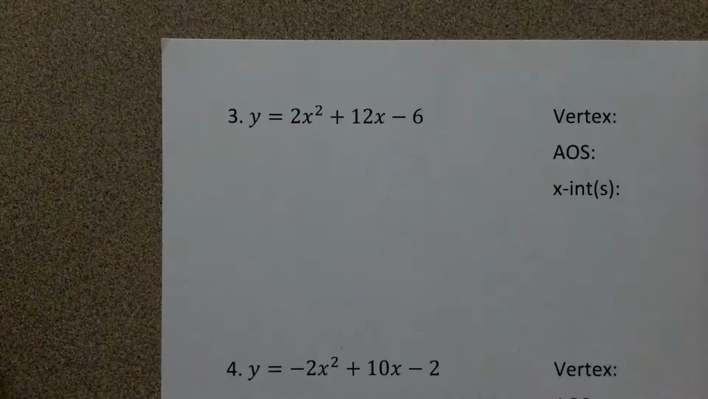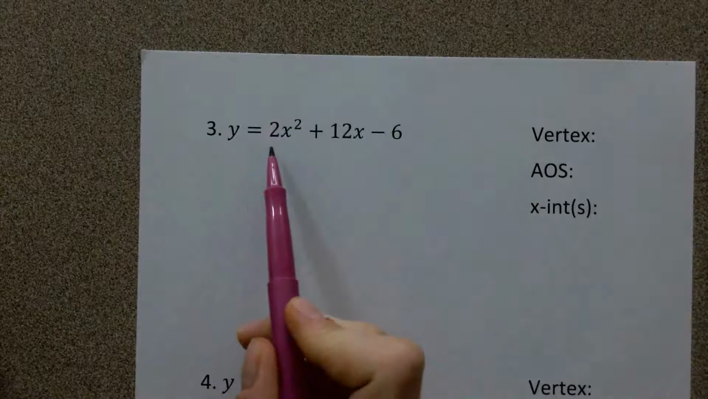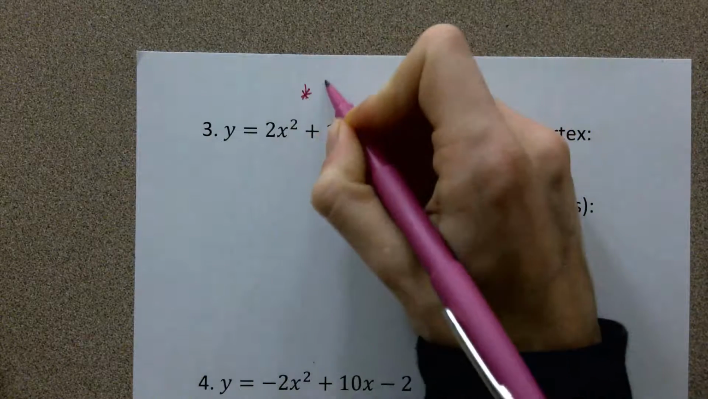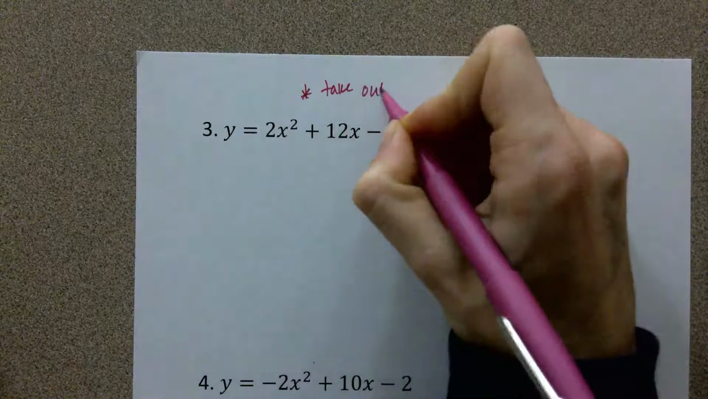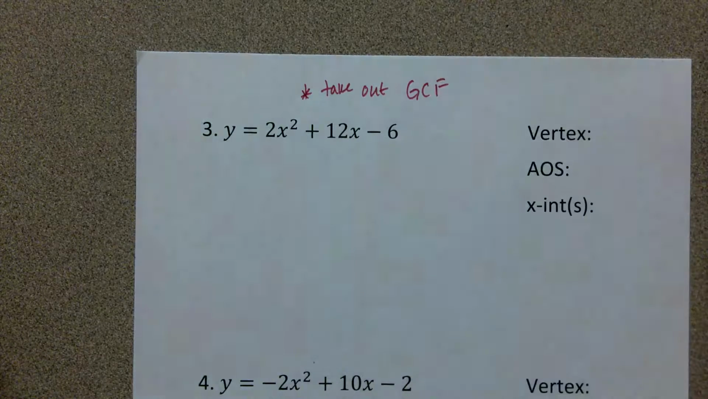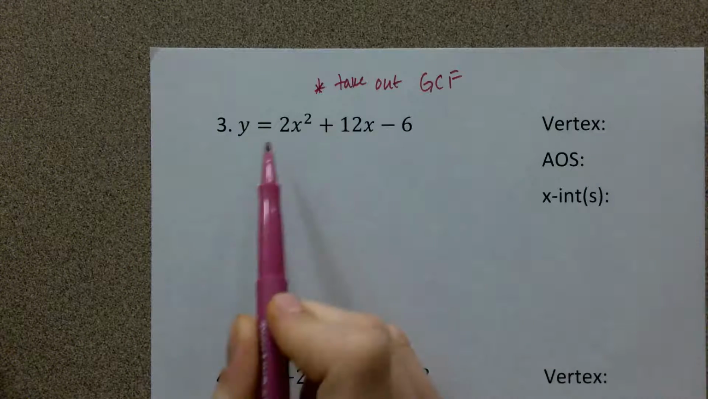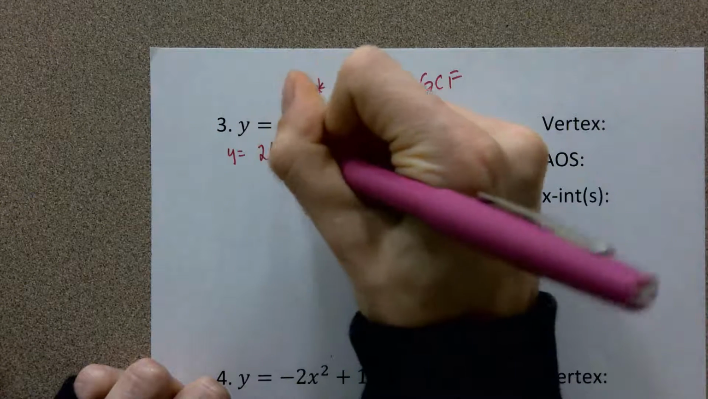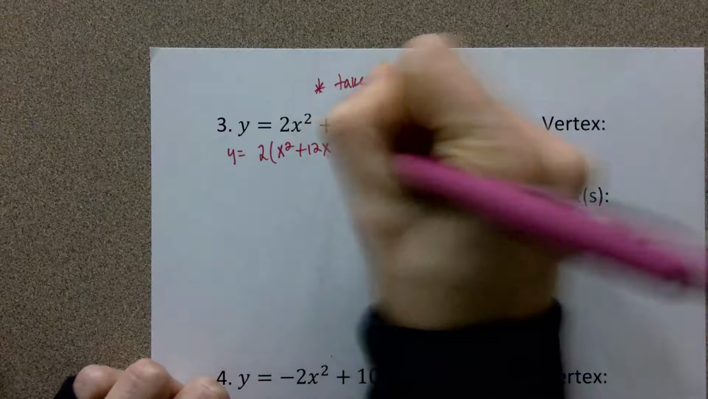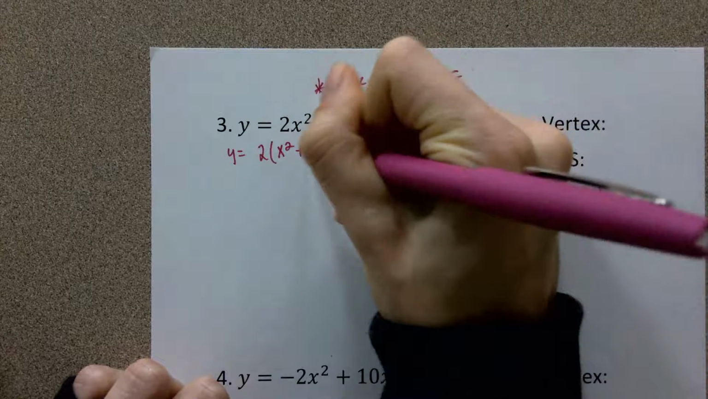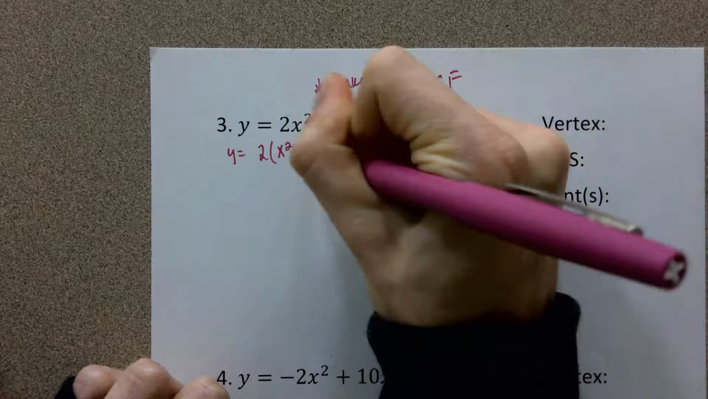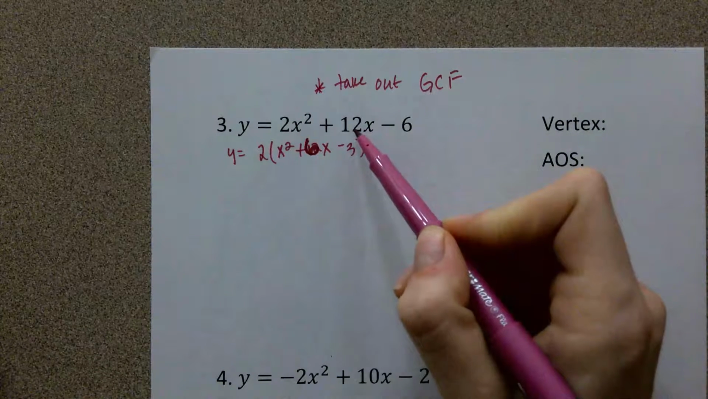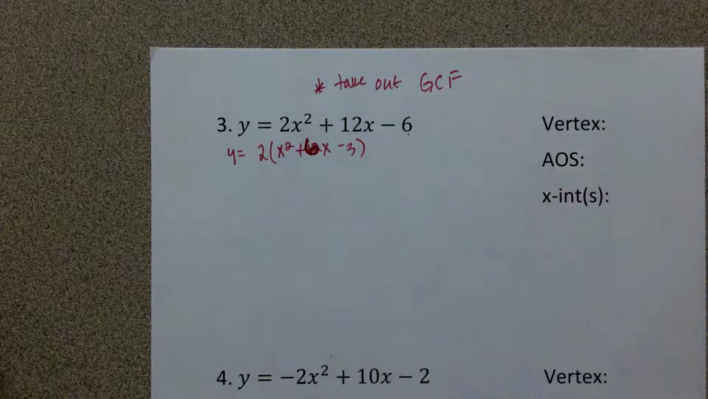All right, doing an example with a leading coefficient. So when we have a leading coefficient, we have to first take out a GCF, okay, from our equation. So we're going to factor out a 2, oops, this should be a 6, sorry. That should be a 6. Taking a 2 out of here, it comes out. Taking a 2 out of here, we have 6. Taking a 2 out of here, we have 3.